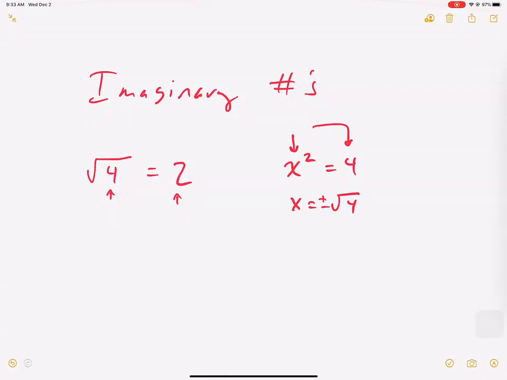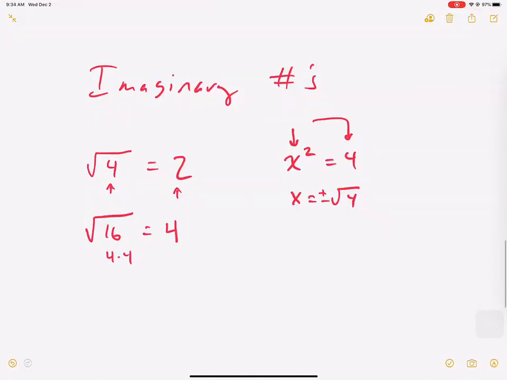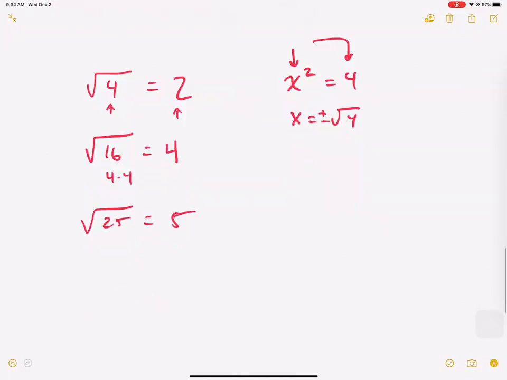It's an inverse operation. And if I think of it that way, fine. What squared is 16? Answer is 4, because 4 times 4 is 16. What squared is 25? Well, that's 5, because 5 times 5 is 25. Now, when we say x squared equals 25, we can say x is equal to plus and minus the square root of 25.